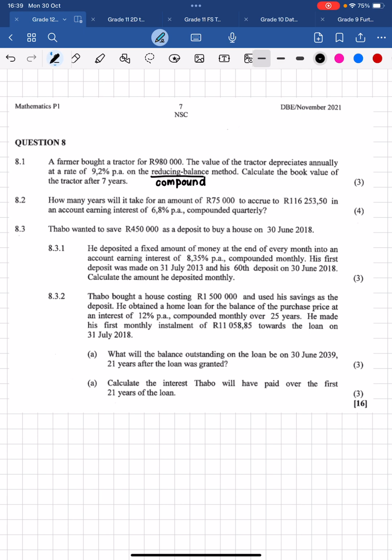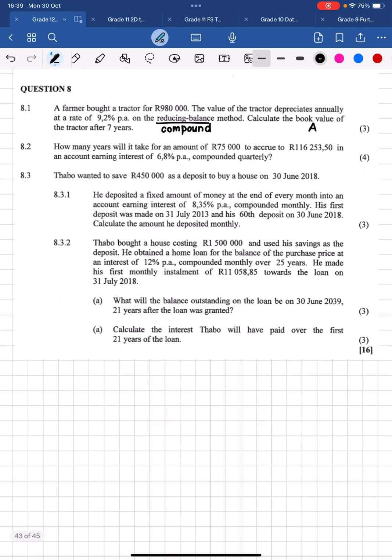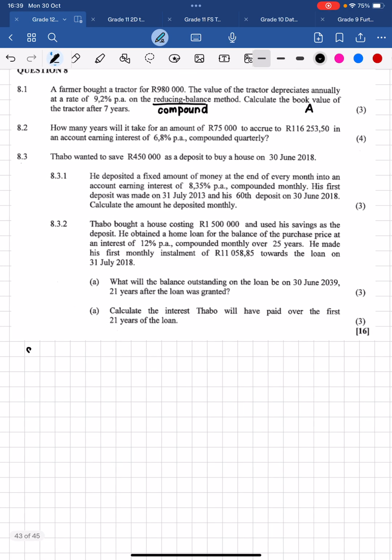Calculate the book value of the tractor after 7 years. The book value is just the A value, right? What that tractor is worth after 7 years. So very quickly, 8.1, I'm going to write down that formula. The compound depreciation formula is very similar to the compound growth formula. It just has a minus in the bracket instead of a plus. But apart from that, everything else is the same.